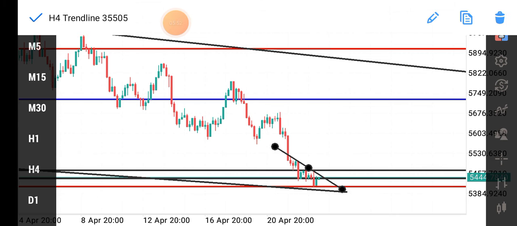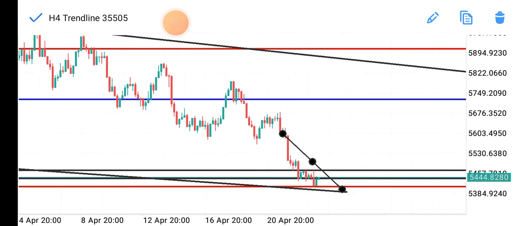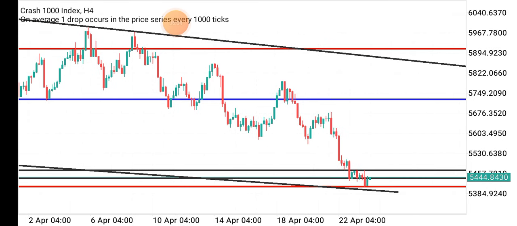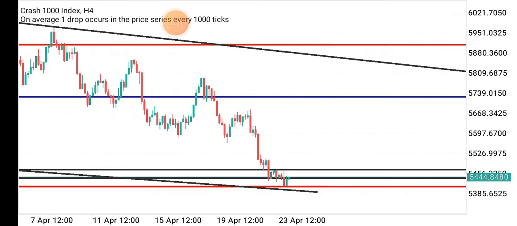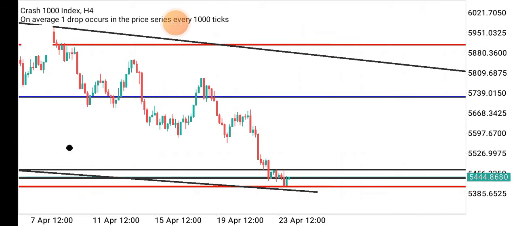Let me take out this line. Let me see if I can reduce it, because since I'm drawing on a bigger time frame, it makes the line too long. Let me take it out. I will draw it on the 1-hour time frame. Now, don't forget that this is a key level. Hold on. Do not forget that this is a key level in the market. This is a key level, and this is the weekly time frame key level too.